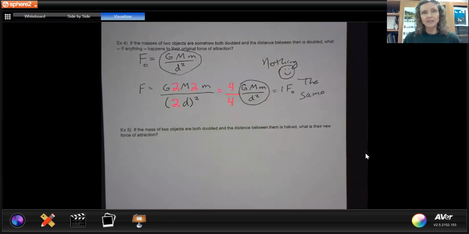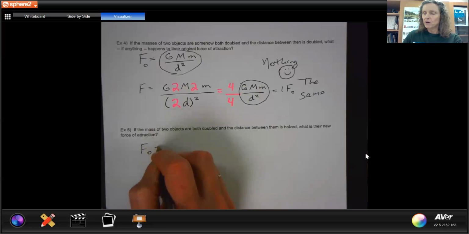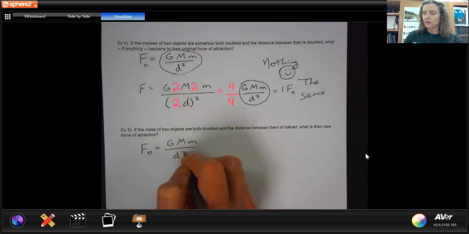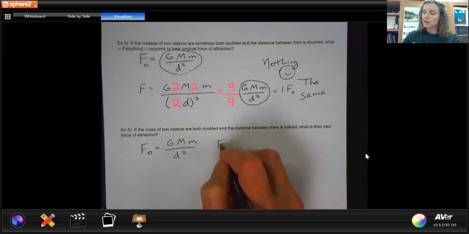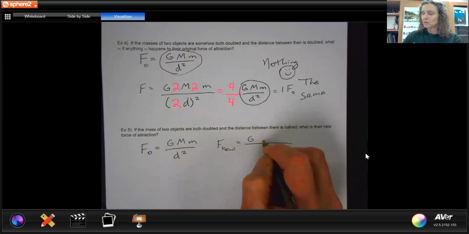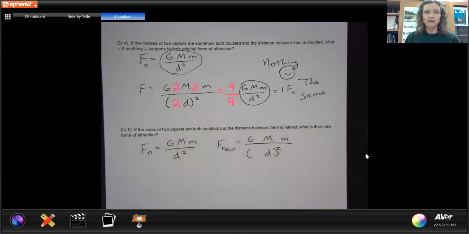Let's try that one more time. Example 5. You might want to pause the video here, try it yourself, and then turn it back on again when you want to check your work. So go ahead and pause right now. Okay, if the mass of two objects are both doubled and the distance between them is halved, let's try that. F0 equals big G, big M, little m, 1 divided by D squared. So the new one, I'm going to write all spaced out. I'm going to remind myself that I'm going to need to square whatever happens in the denominator.